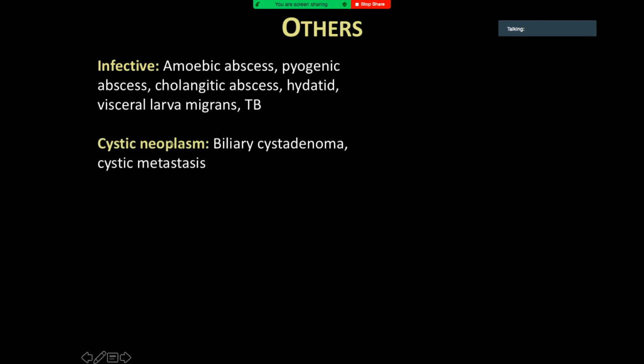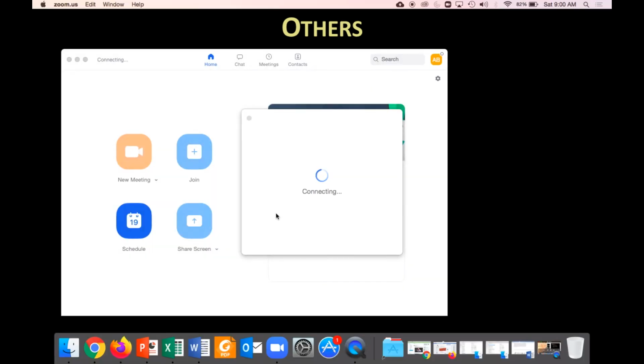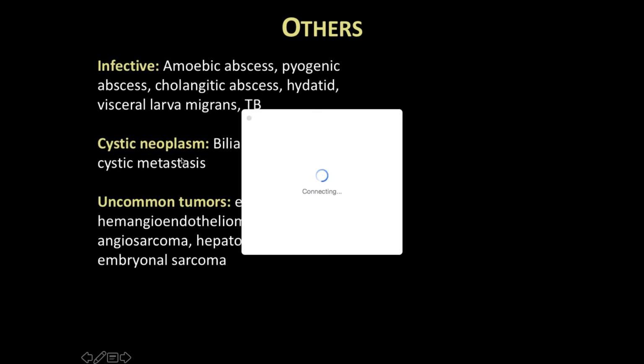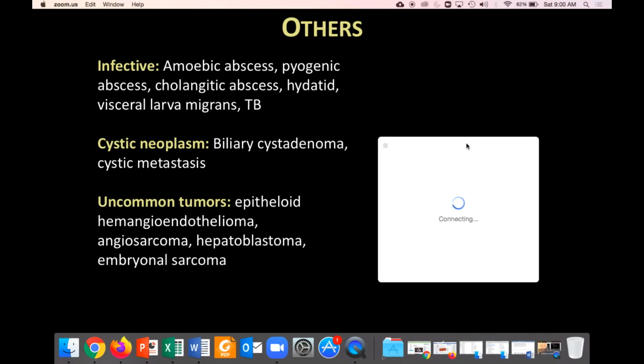Cystic neoplasms we'll cover in the biliary session, but this is what it is: biliary cystadenoma. Cystic metastasis I have seen the most commonly in neuroendocrine and gynae. These are the two common cystic metastases I have seen. But again, it's not that it can't happen from anywhere. There are certain uncommon tumors that I haven't really talked about. I'll send you an article, just read it.